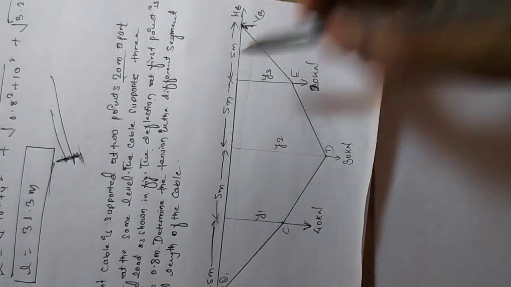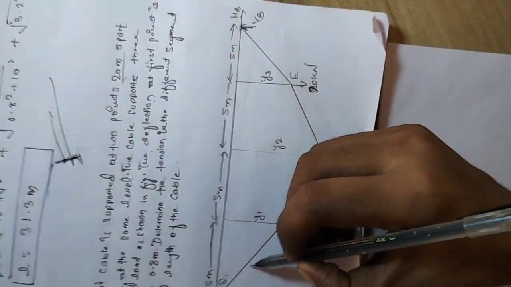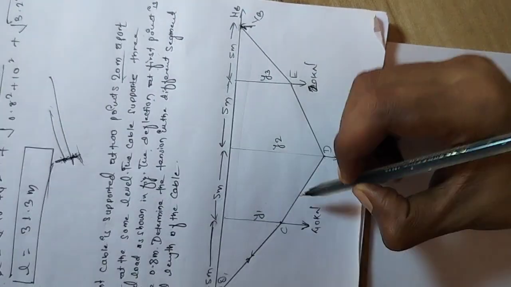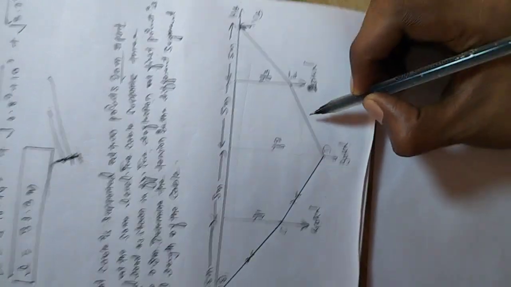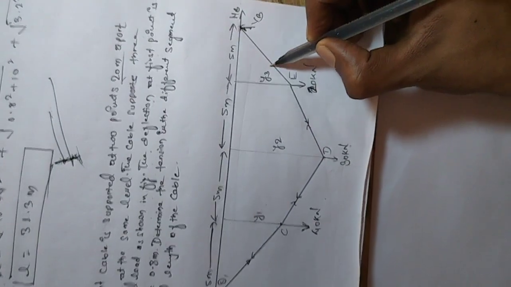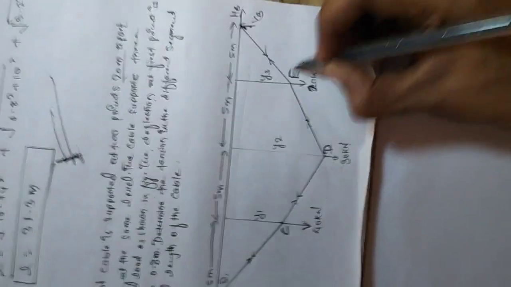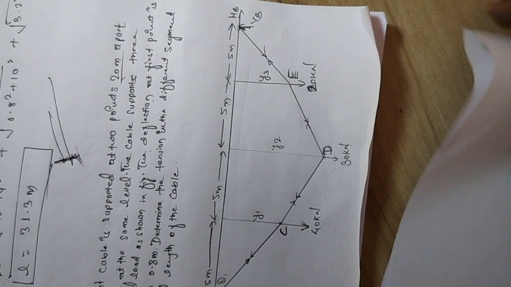Determining the tension in the different segments means we have to find the tension in this cable, in this cable, and in this cable, and also in this cable. Let us take this point as C, this point as D, and this point as E. Now we are going to start this problem.